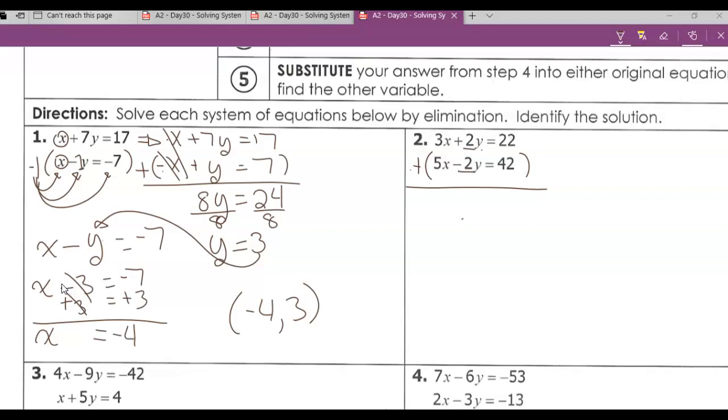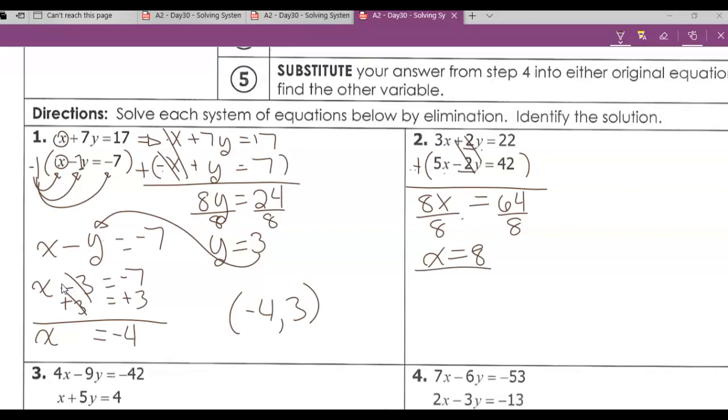So 3x's plus 5x's gives me 8x's. Positive 2 y's plus negative 2 y's gives me 0 y's, so they cancel out. Equal sign. 22 plus 42 equals 64. Now I'll divide both sides by 8 to figure out what x is. I get 1x, because 8 divided by 8 is 1. 64 divided by 8 is 8. So there's my x value.